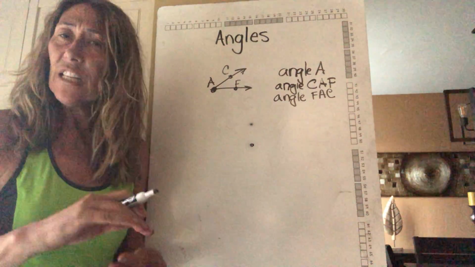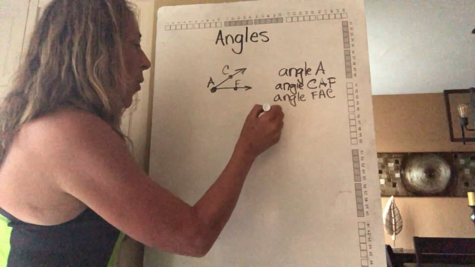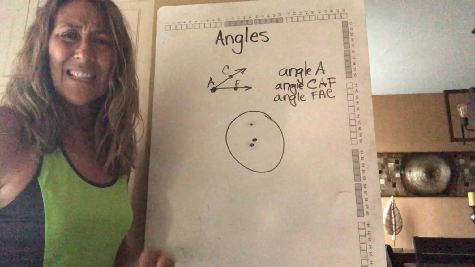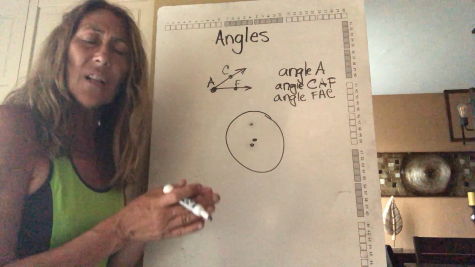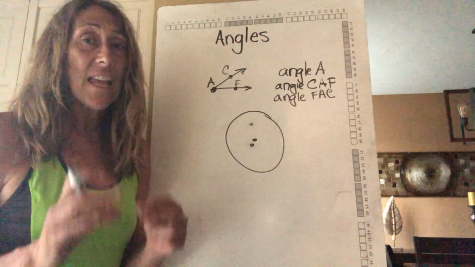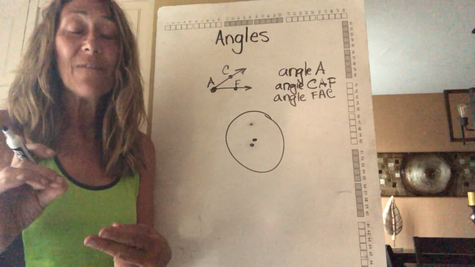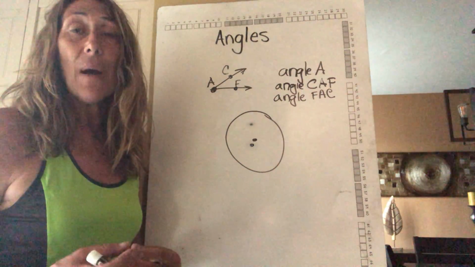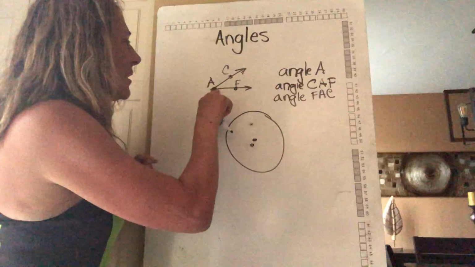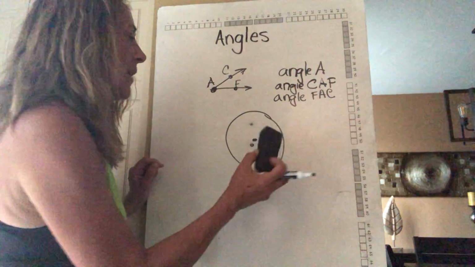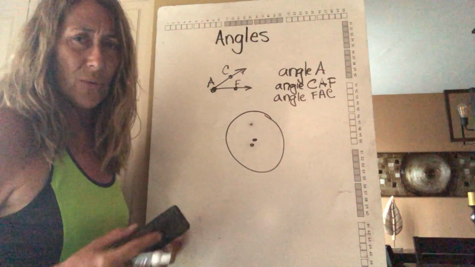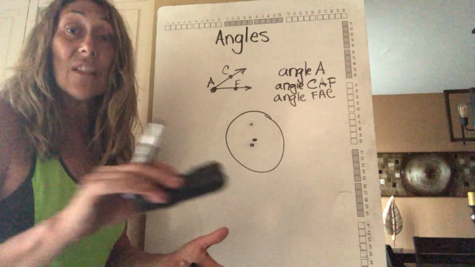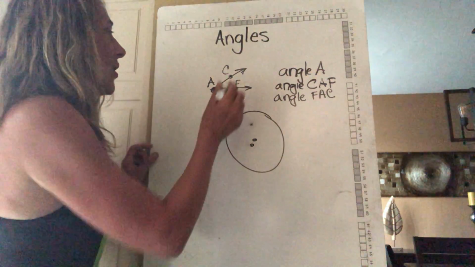Angles are measured in degrees. Remember, we said a whole circle is 360 degrees. And inside that circle are an infinite amount of angles, just like in a line there's an infinite amount of points. So this is a part of a circle, and it's measured in degrees. The whole circle is a 360. Remember, if I can do that cool trick and spin around one time, it's a 360.